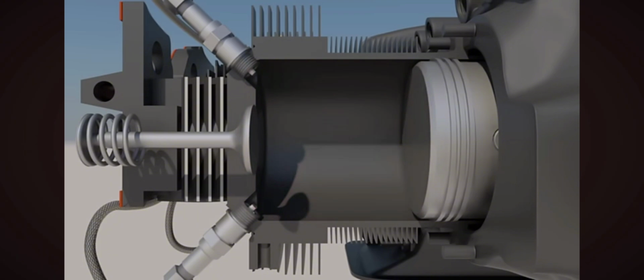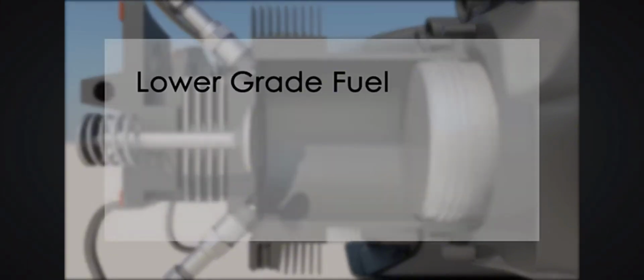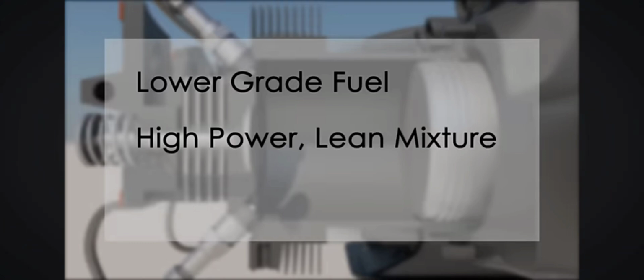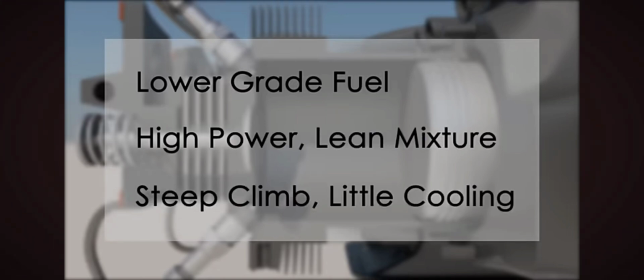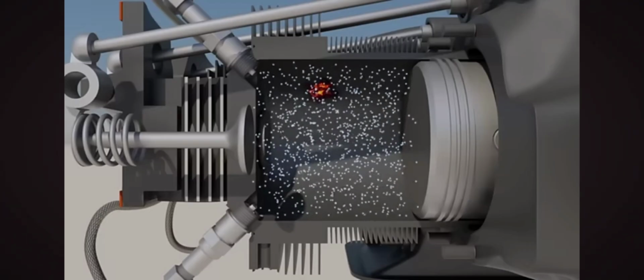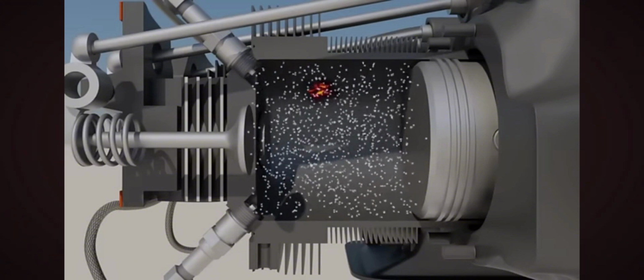Detonation can happen for a variety of reasons, including using a lower-grade fuel than what is recommended, high power settings with the mixture set too lean, or climbing too steeply with cylinder heads not cooling appropriately. If detonation is occurring, the pilot should reduce the power and increase the mixture, which will allow for better cylinder cooling. Another issue that can develop is pre-ignition.